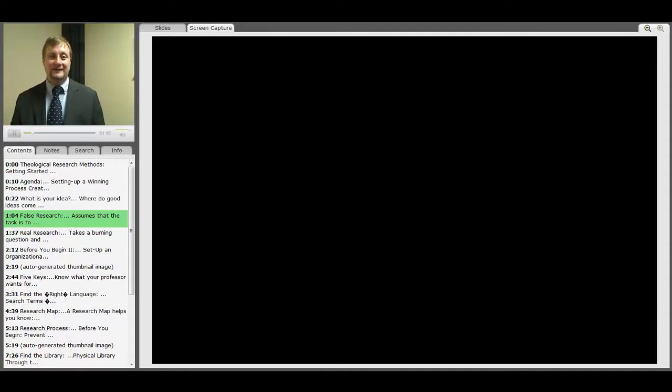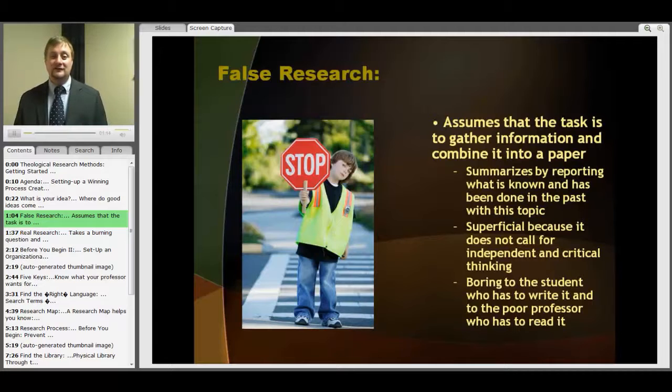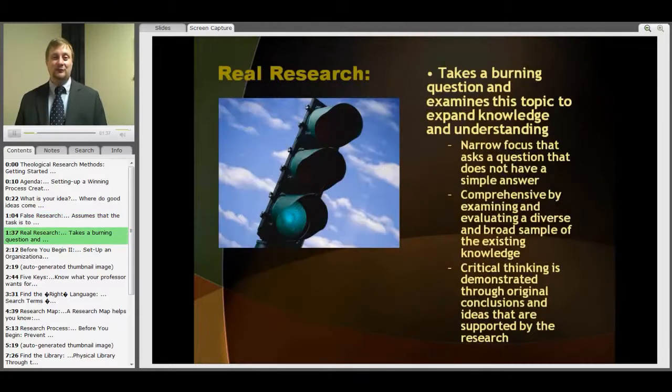When you find a good idea, it's important that you do real research and not false research. False research assumes that it is your task to gather information and combine it into a paper. It's when you summarize by reporting what is known and what has been done in the past about this topic. It's superficial because it does not call for your independent and critical thinking, and it's boring to the student who has to write it, and it's boring to the poor professor who has to read it. Don't do false research. Do real research.